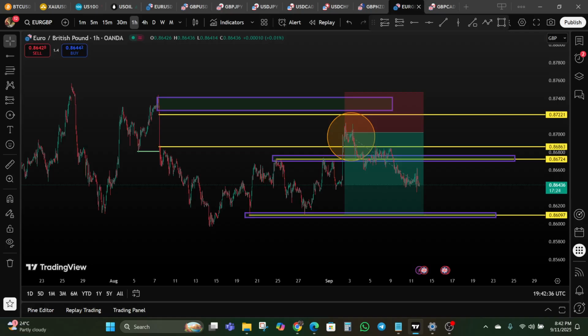So that is it for this breakdown of the ICT Forex trading strategy. Keep studying, stay disciplined, and always trade with structure in mind.